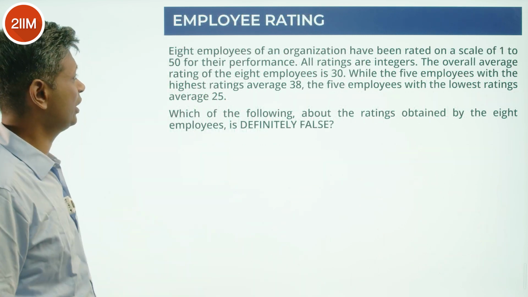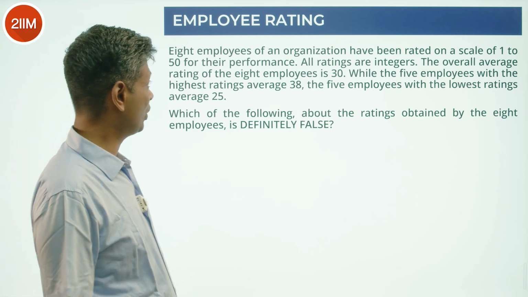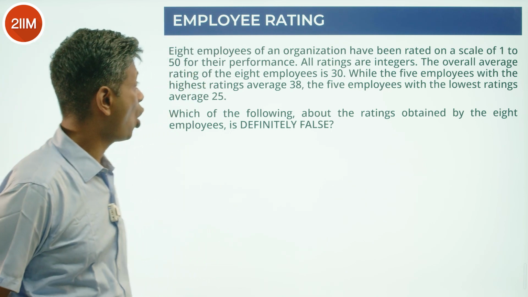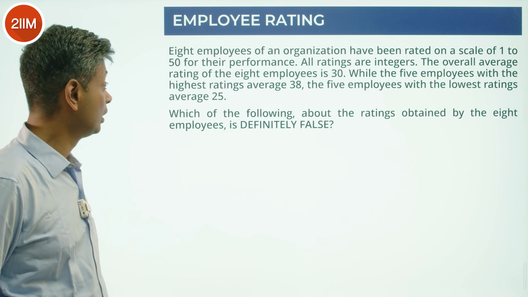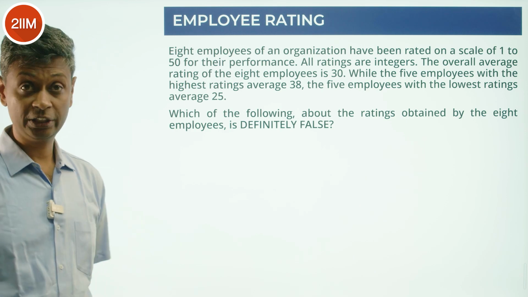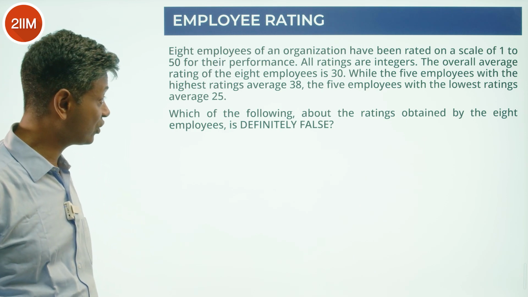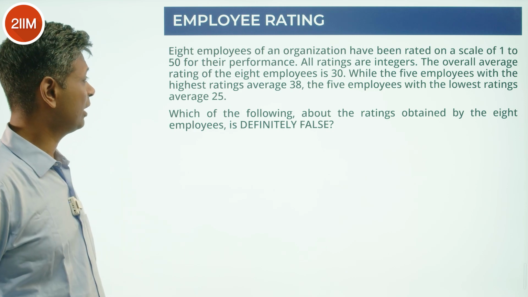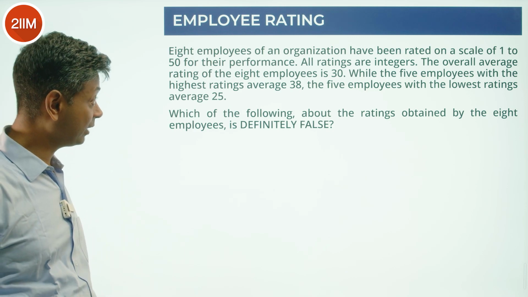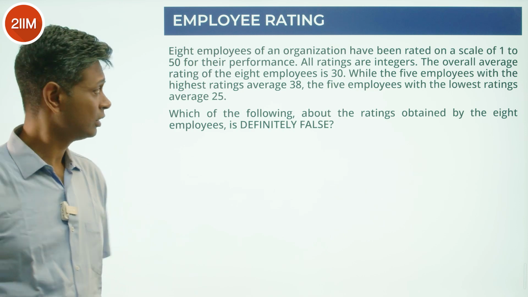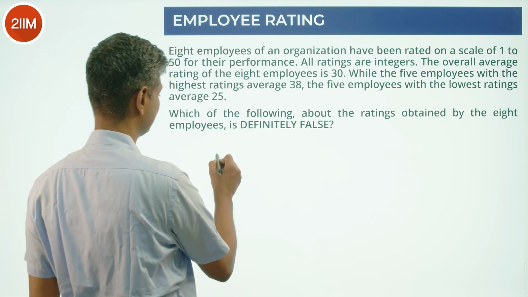8 employees of an organization have all been rated on a scale of 1 to 50 for their performance. All ratings are integers. The overall average of the 8 employees is 30, while the 5 highest ratings average is 38. The 5 employees with the lowest ratings is 25. Nice. So 8 are there.